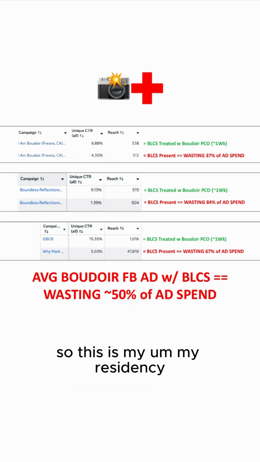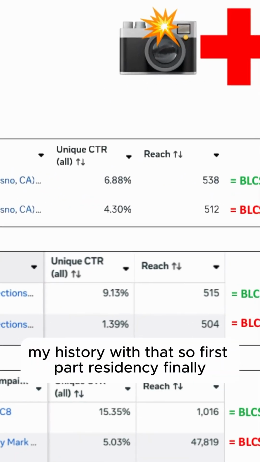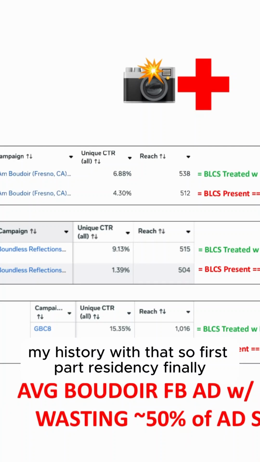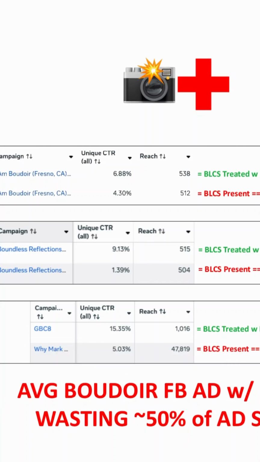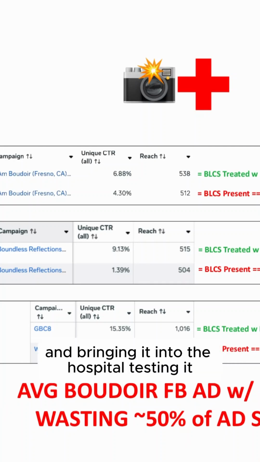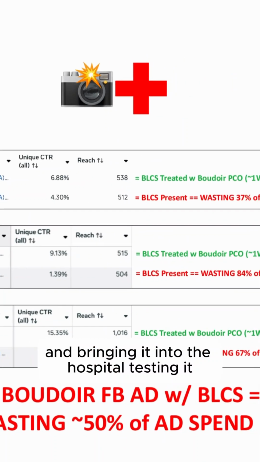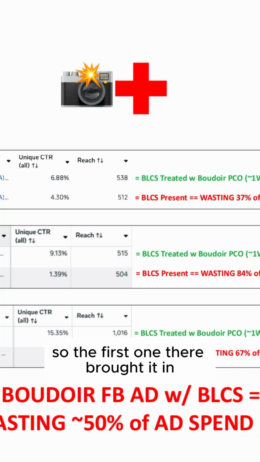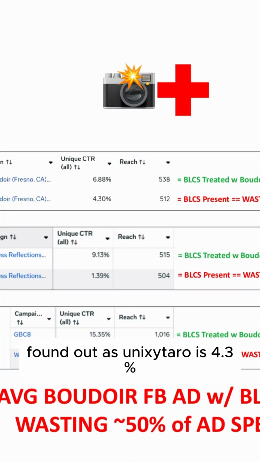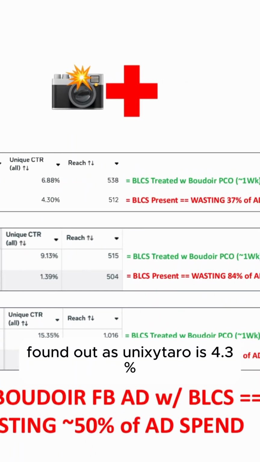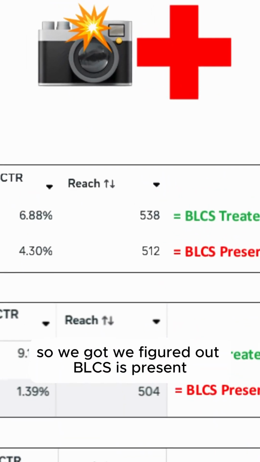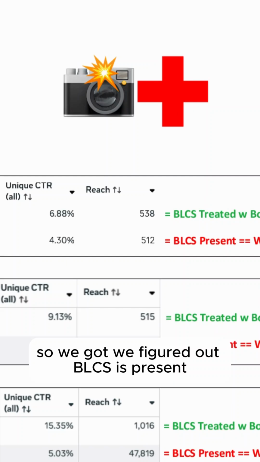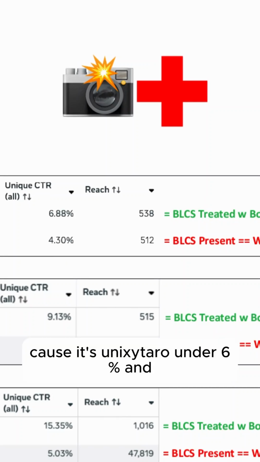So this is my residency, my history with that. First part of my residency was finding a Boudoir Facebook ad out there and bringing it into the hospital, testing it. So the first one, I brought it in, found out its unique CTR was 4.3%. So we figured out BLCS is present because its unique CTR is under 6%.